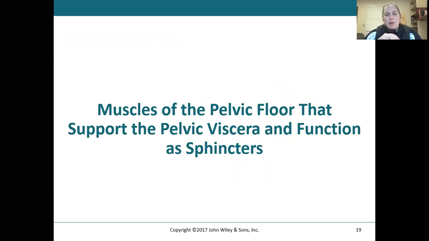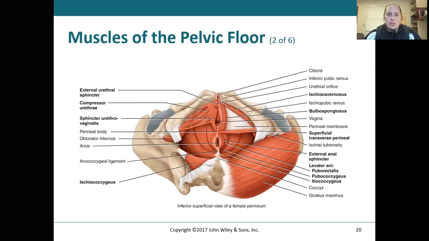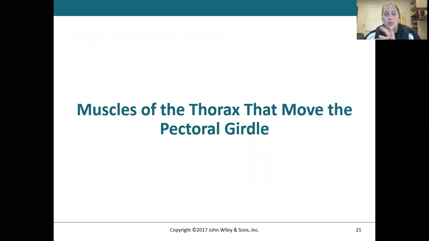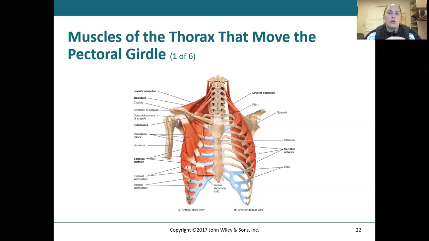Okay, muscles of the pelvic floor that support the pelvic viscera and function as sphincters. Okay, I'm actually going to just not go over the pelvic floor stuff. We're just going to omit that. And so we're going to move on to the muscles of the thorax that move the pectoral girdle. So muscles that actually move the pectoral girdle.